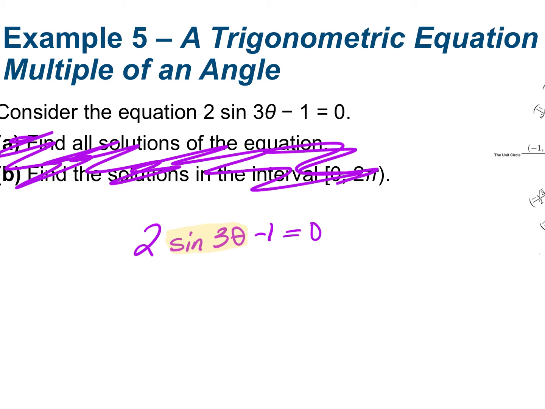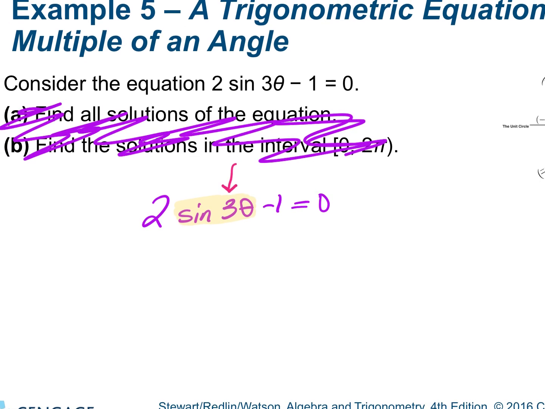Nobody sees anything any different? It's sine, that's fine, but what do you notice right here? There's a 3 in between the trig function and the theta. When you have a number there, that means I have one more extra step. If I wanted to get that trig function by itself, what would we do?